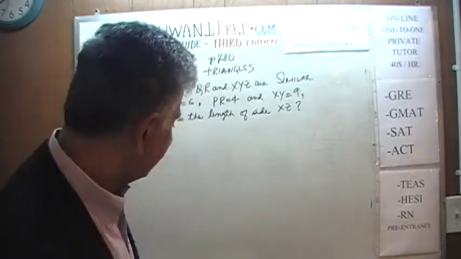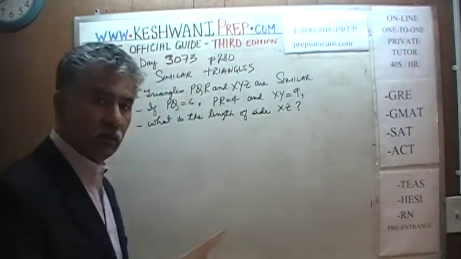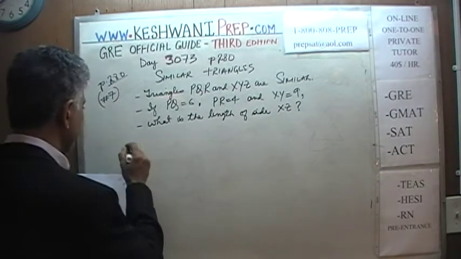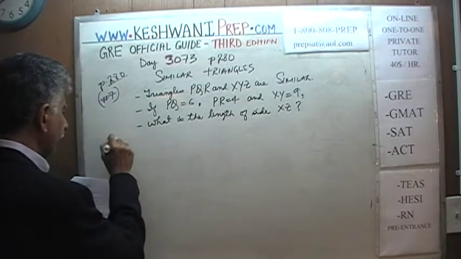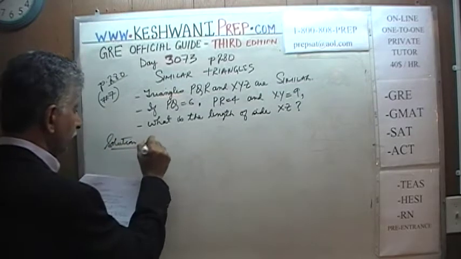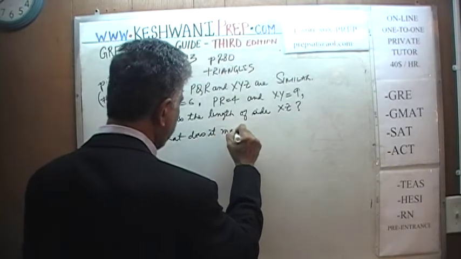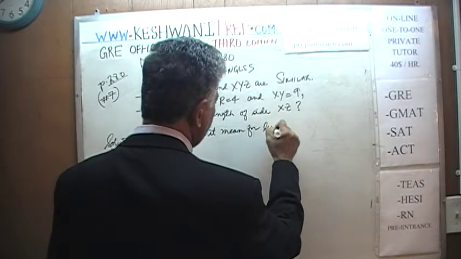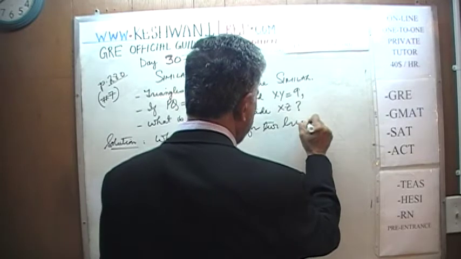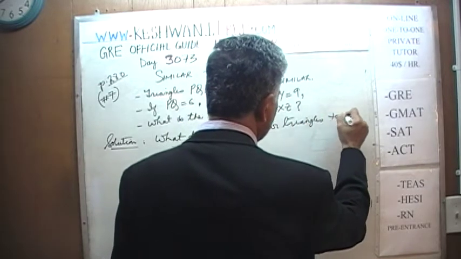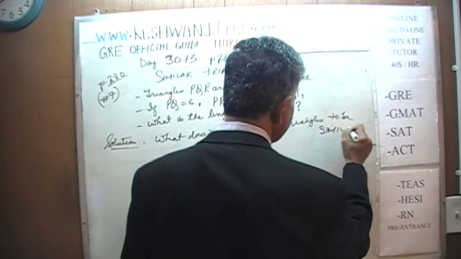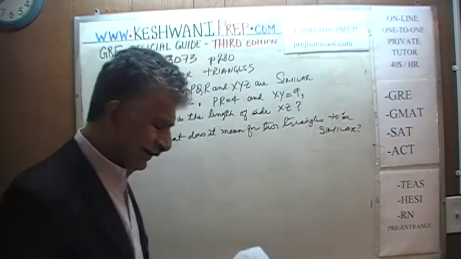Before we look at problem number 7 on the blackboard, let's ask ourselves, what does it mean for two triangles to be similar? That's the question, isn't it? What does it mean for two triangles to be similar? When we say that they are similar, what does it entail?